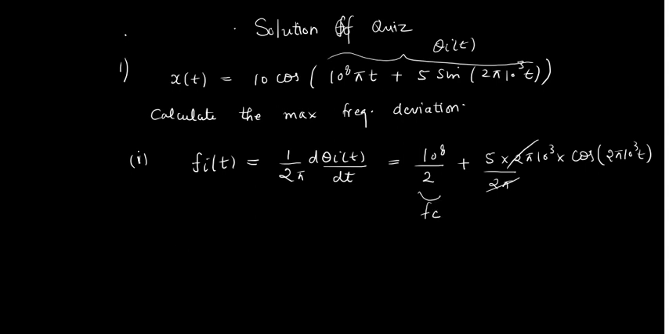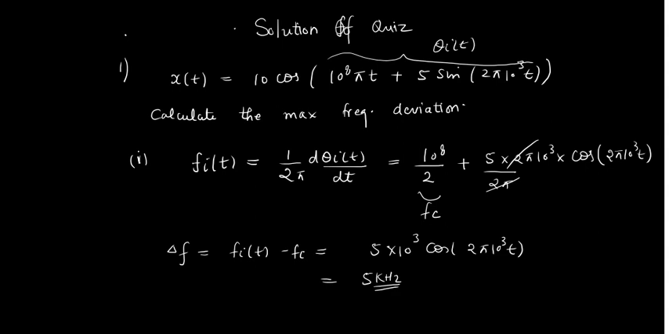So what is the frequency deviation? The frequency deviation would be 5 into 10^3 cos of 2 pi 10^3 t. So the maximum of this will be 5 kilohertz. So this is the max frequency deviation. The answer is 5 kilohertz.